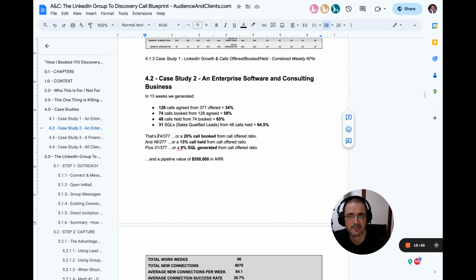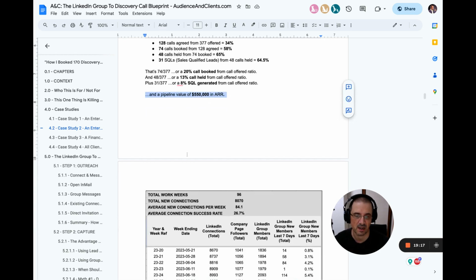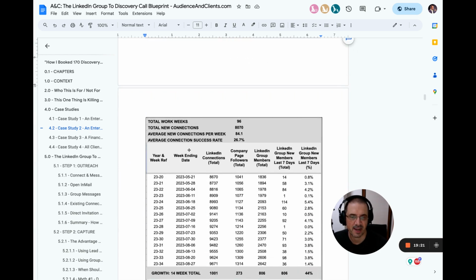Let's put it another way. That's 74 out of 377, or a 20% call booked from call offered ratio. And 48 out of 377 is a 13% call held from call offered ratio. And then finally, 31 out of 377 is an 8% sales qualified lead generated from call offered ratio. With, by the way, the small sum of a pipeline value of $550,000 in annual recurring revenue for this particular client.